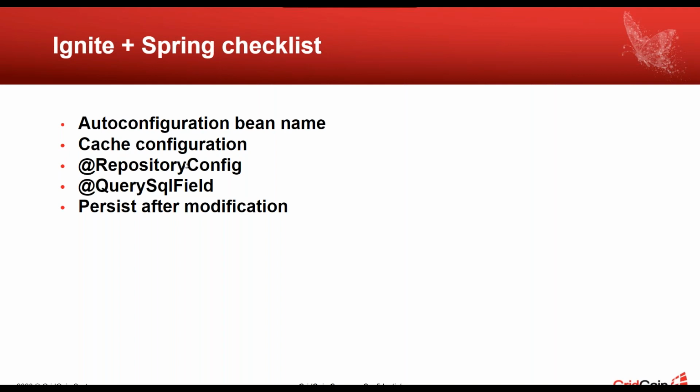Also the repository config. That's different from using Spring Data repositories with something like JPA or Mongo. We have to provide a repository config, which will have the name of the cache that is backing this repository. Also the QuerySqlField annotation, to use the fields that we've annotated in the queries. So yeah, I'll show that again.